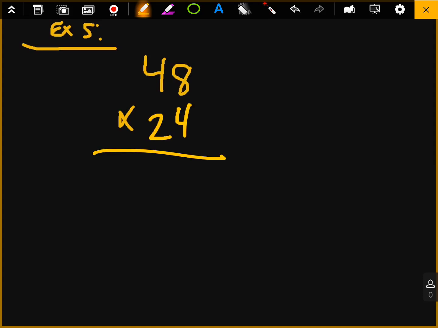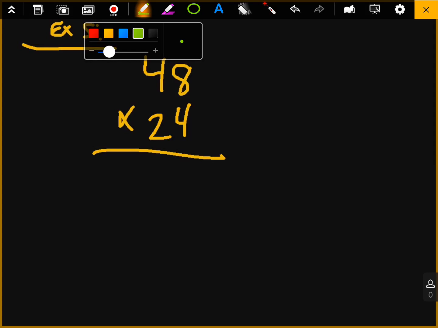A company shipped 48 boxes of canned food. Okay, that's 48. Each box contains 24 cans. How many cans of food did they ship in all? You're going to multiply 48 times 24. All right, see if you can do this on your own. All right, I'm going to go over it step by step.